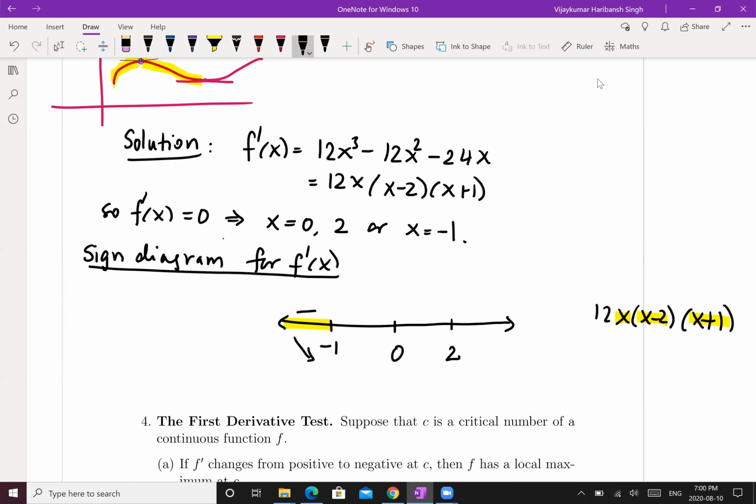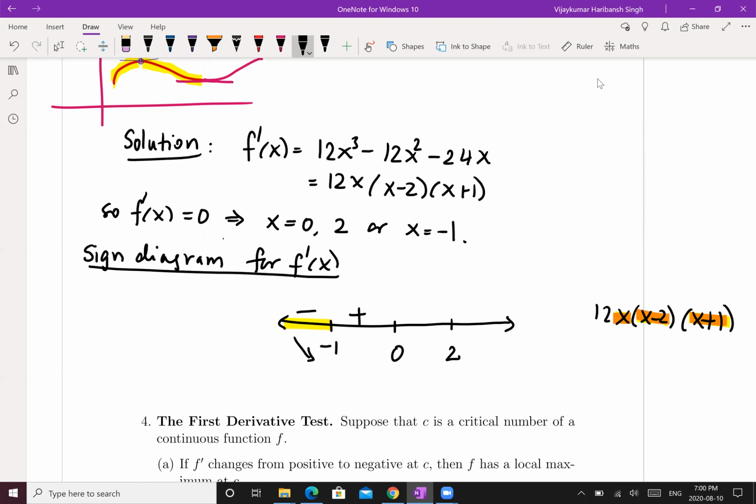Now let's take a point of our choice between minus 1 and 0, excluding the endpoints. So let's take minus 0.5. When we take minus 0.5, this is negative, but this guy is positive. So two negatives multiplied together give you positive.